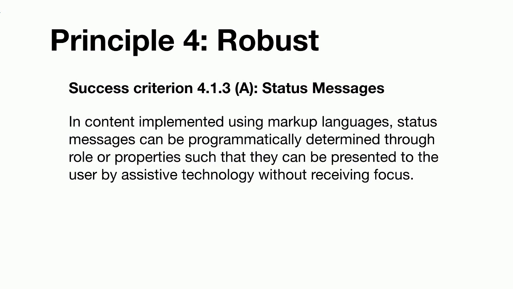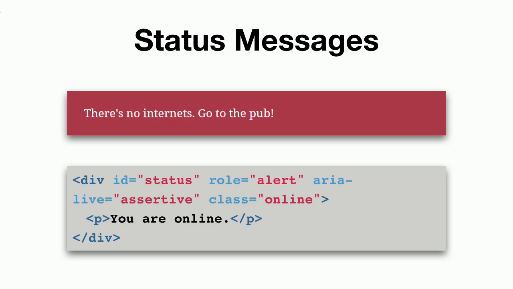The fourth and last principle in WCAG is robust, and it means that the code should be robust. This success criterion is one of the new ones in WCAG 2.1. It says that when there is a status message on a website, a user with assistive technology should be able to perceive this, but the focus should not be affected. This means that if a user is filling out a form or something and the internet connection is lost for some reason, the user should receive this information, but should be able to continue doing whatever he or she is doing. And this is done with a small attribute called ARIA Live, which I will describe a bit more later.